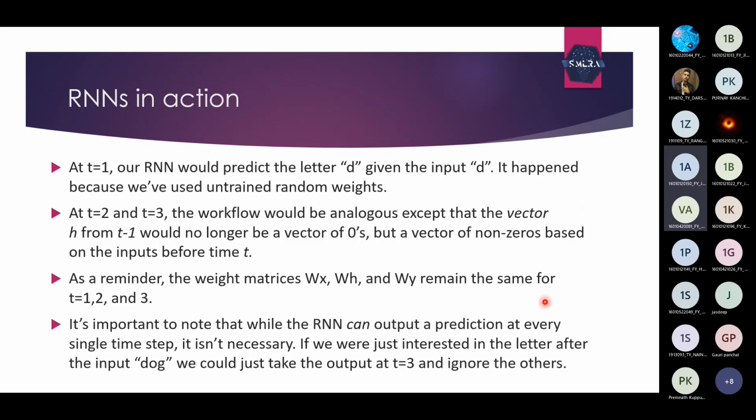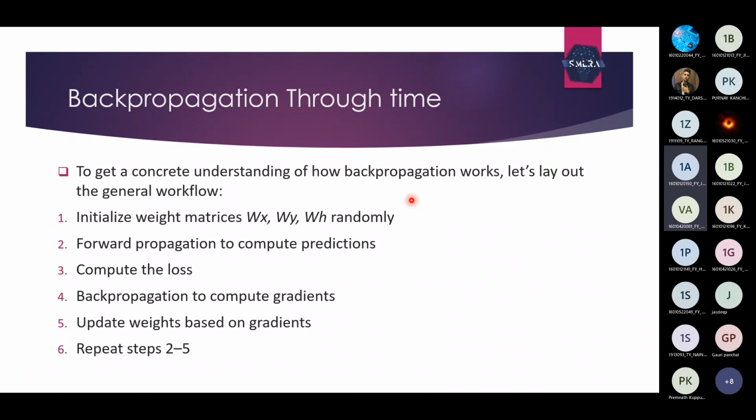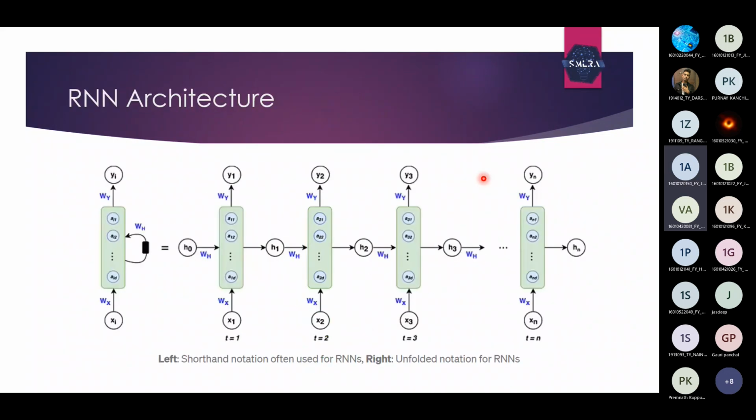So initially here it didn't do anything because we used untrained random weights, but now you have to train it. So how will you train it? You will train it using backpropagation through time. When I showed you this architecture, I told you that this is the actual architecture and this is just unfolding it. At different instances of time, this is how it looks. For just a moment, consider these as layers and think of how you'll apply backpropagation to it. That is the essence of backpropagation through time.